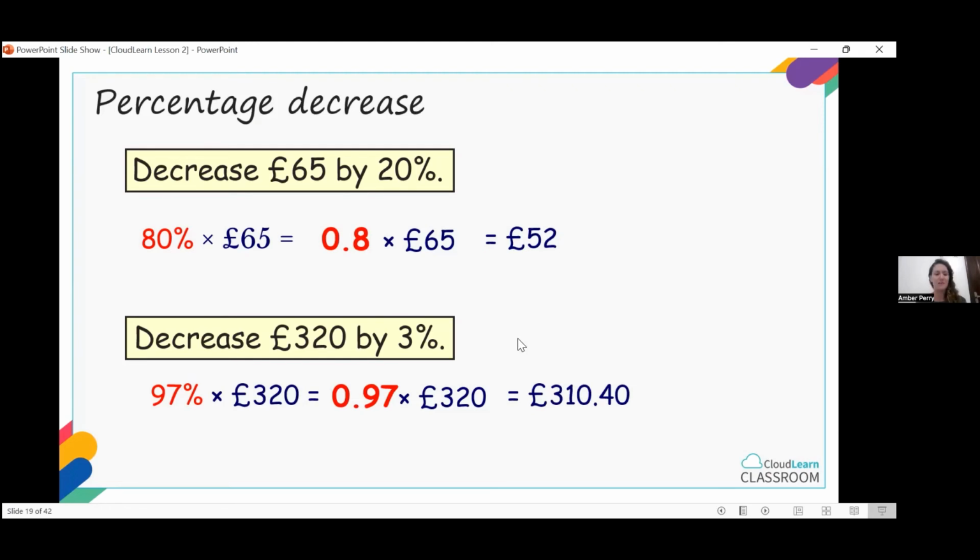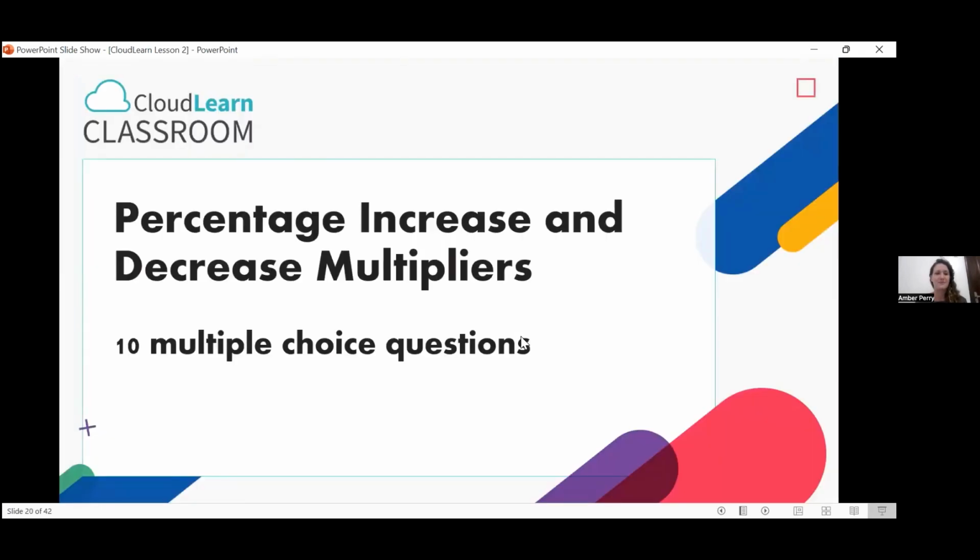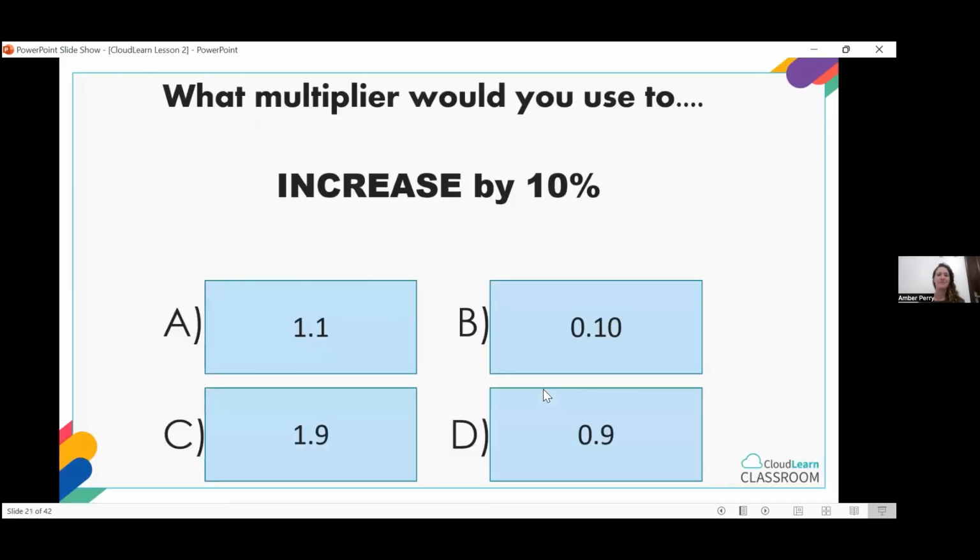And I've actually got one of our ABCD multiple choice questions just for you to have a go at increasing and decreasing using a multiplier. So question 1, what multiplier would you use to increase something by 10%? I'm going to give you a moment just to have a look. We're increasing by 10%. I don't know what the number is. I'm not worried about that. I'm worried more about the method. What multiplier would increase by 10%? I'm going to launch a poll now.